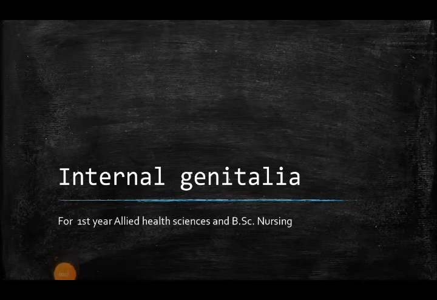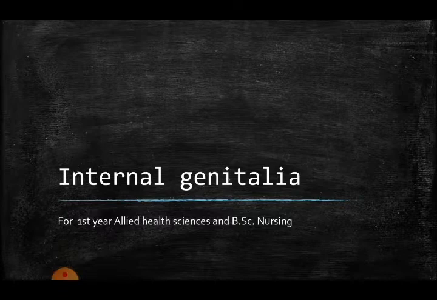In today's lecture, we will cover internal genitalia, and previously we have discussed the external genitalia and all the structures that are part of it. The internal genitalia are composed of the vagina, uterus, two uterine tubes, and two ovaries. All these are the internal organs of the female reproductive system, and they lie within the pelvic cavity.